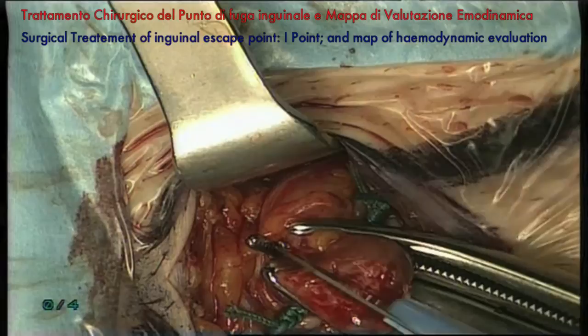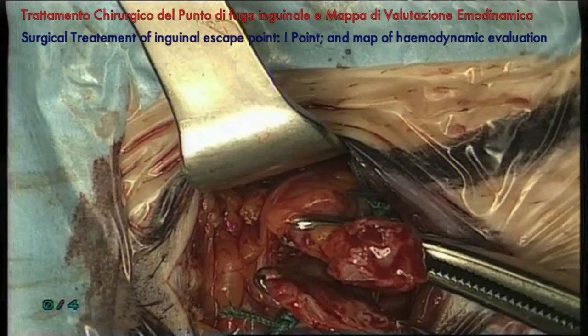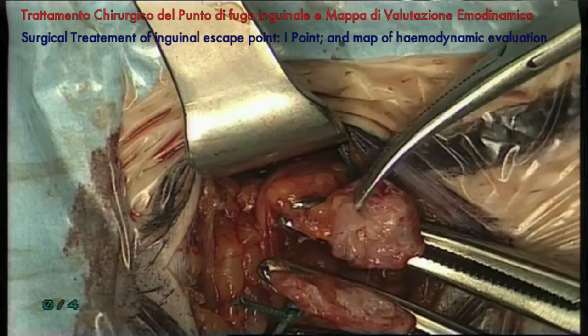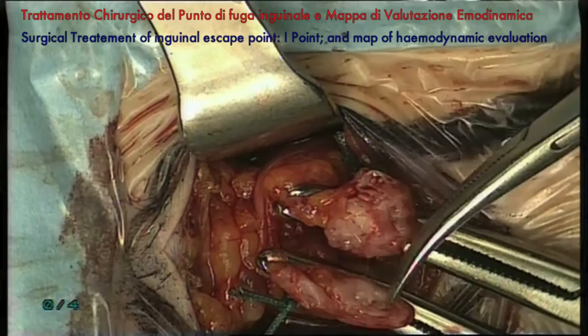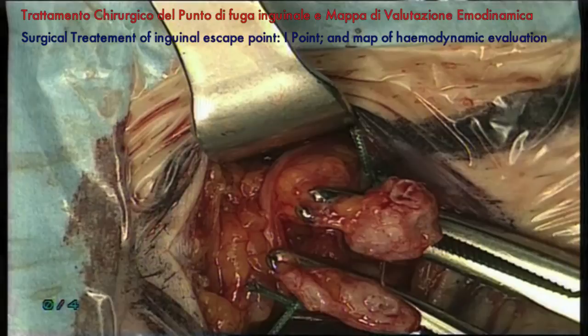Applying at each side a suture in polypropylene. Dry. You can see the vascular gaps of the plexus. Stitch. Wet my hand, Rodolfo.